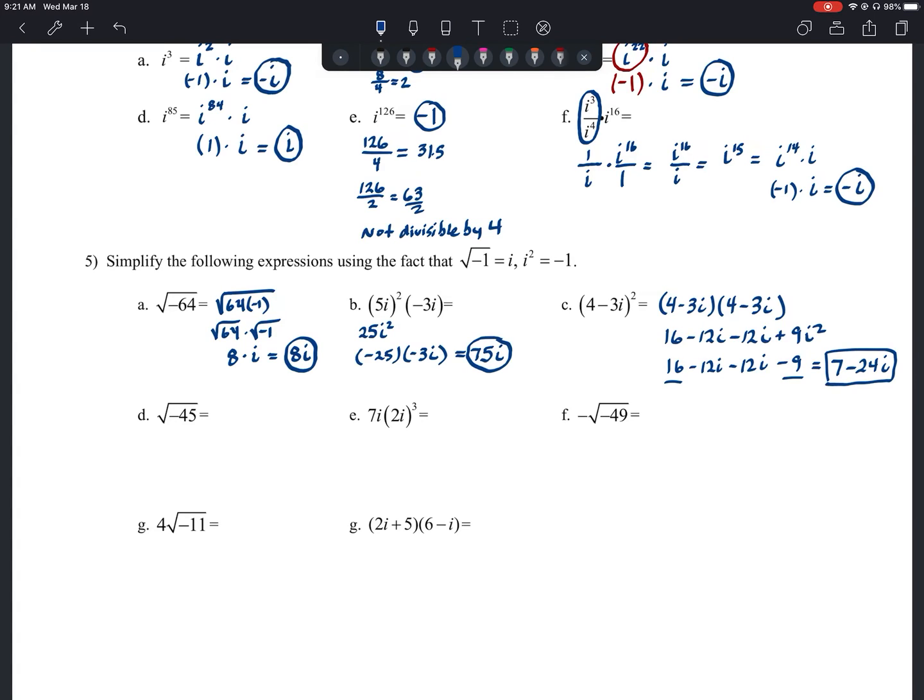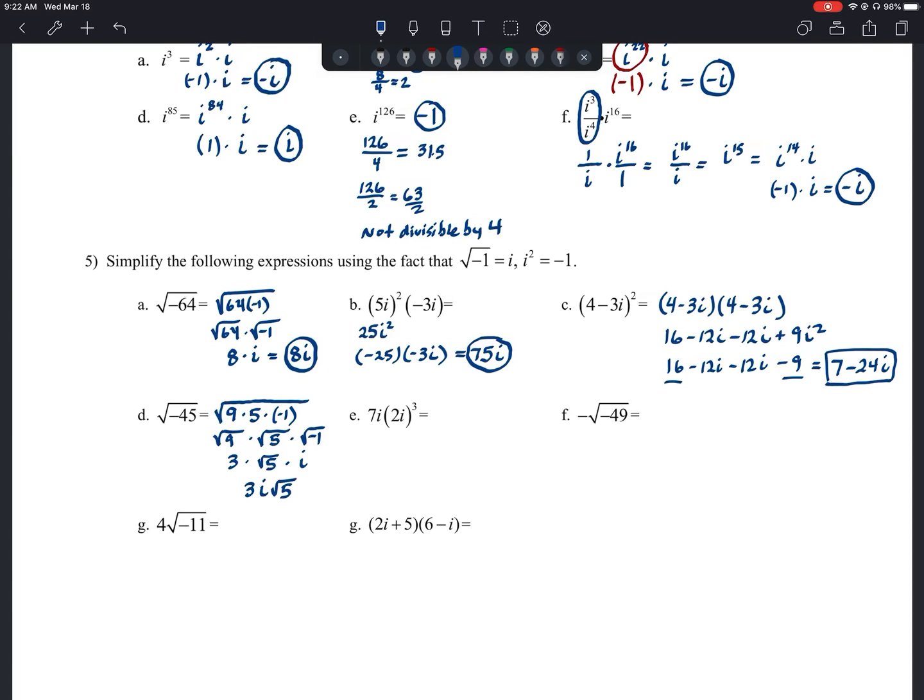D, just like A, except 45 is not a perfect square. So as I take that and break that apart here, right, I know the perfect square factor of 45 is 9. So this is like saying the square root of 9 times 5 times -1. So we have the square root of 9 times the square root of 5 times the square root of -1, which is going to end up being 3 times the square root of 5 times an i, or 3i radical 5.